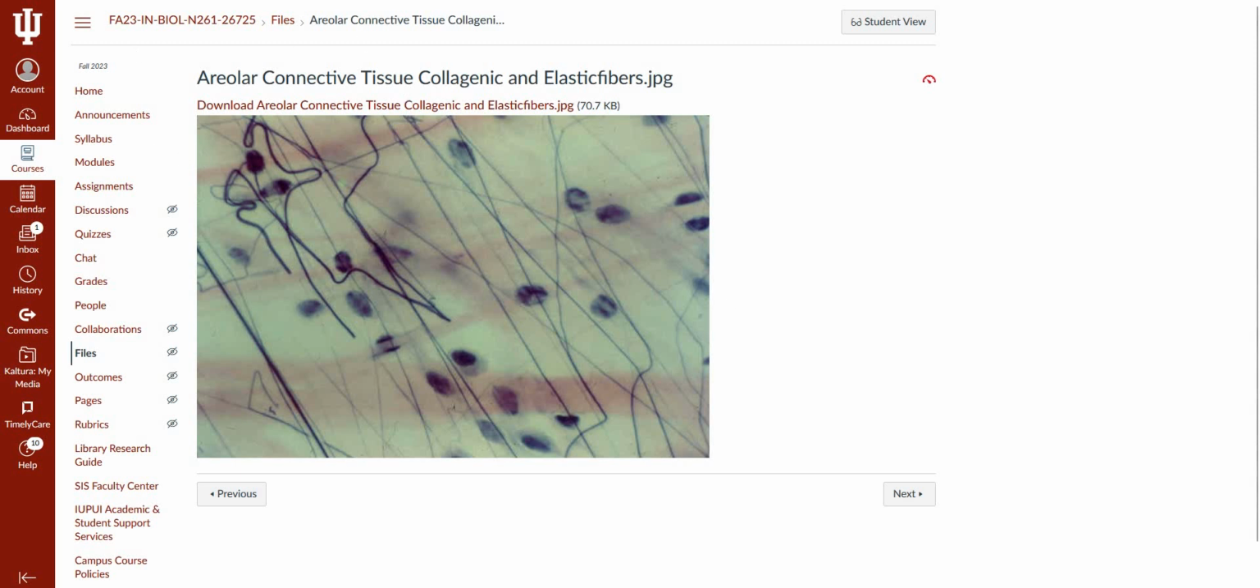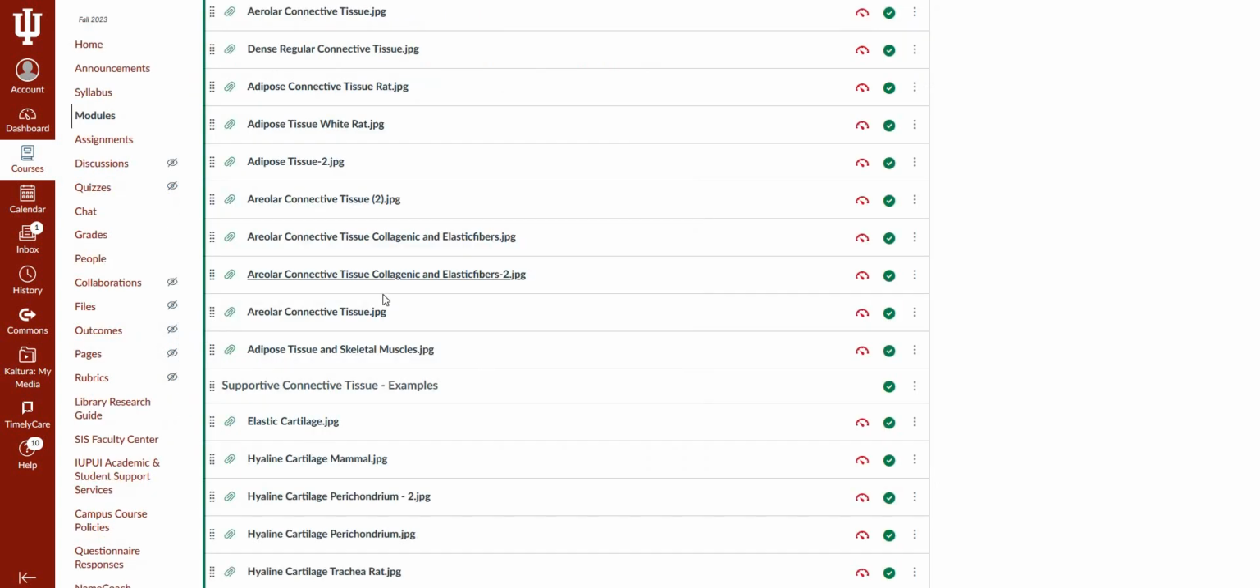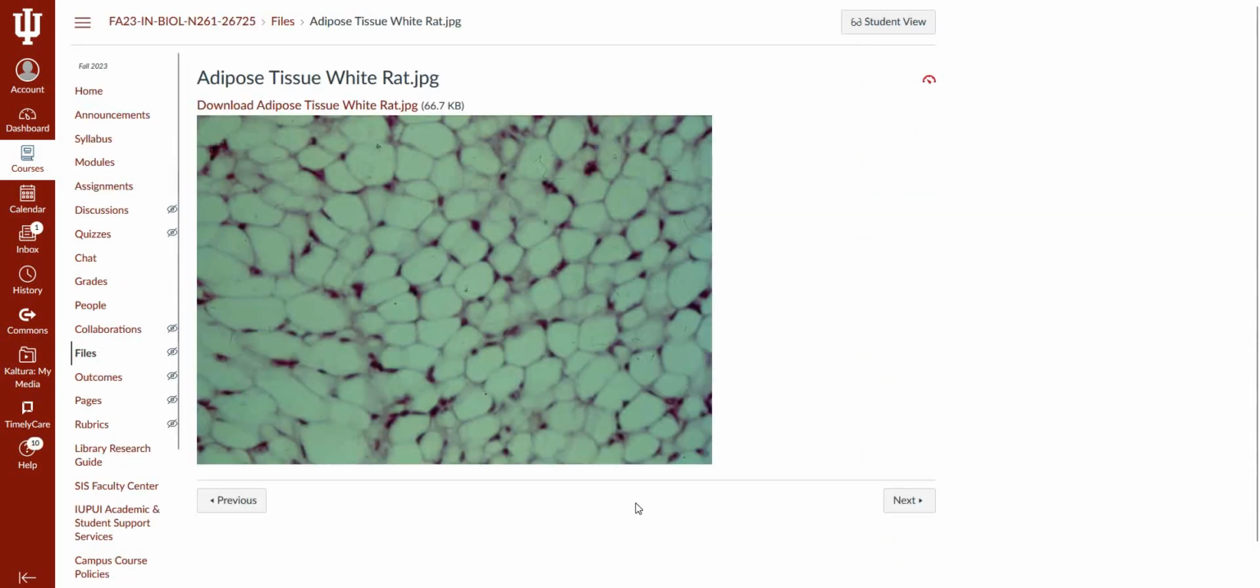The other type of loose connective tissue is adipose tissue. So if we go back to modules here and find adipose tissue, this is fat cells. So adipose means fat. These guys store lipids. So most of what you see is actually a really large vacuole. And the way these cells work is the nucleus is squished to the side of the cell to make room for that storage unit for fat. So they're largely empty cells.